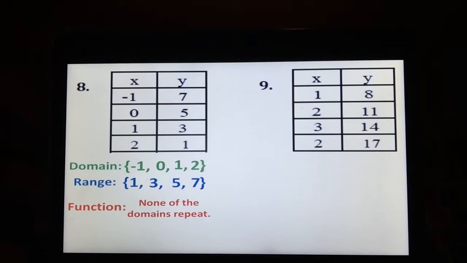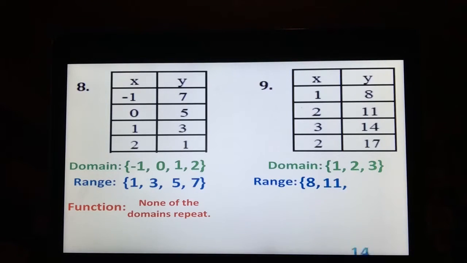All right, good. So now for number 9, we have 1, 2, 3, and 2. All right, so the domain would be 1, 2, 3, and 2, but we already wrote 2. So that's going to be it right there. Okay, now the range is going to be in order 8, 11, 14, and then 17.